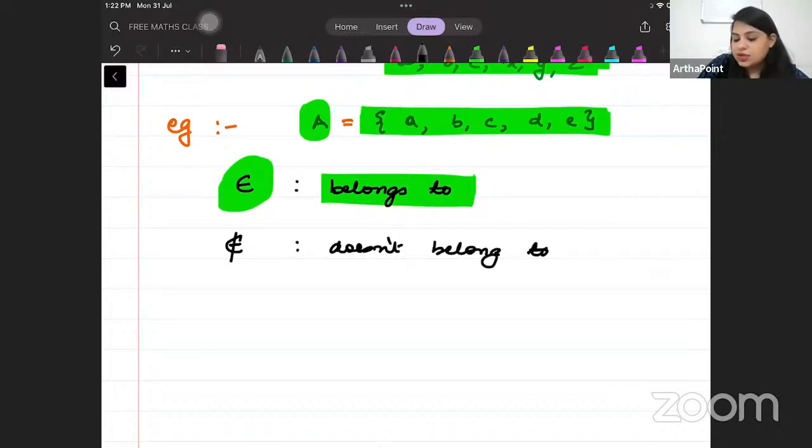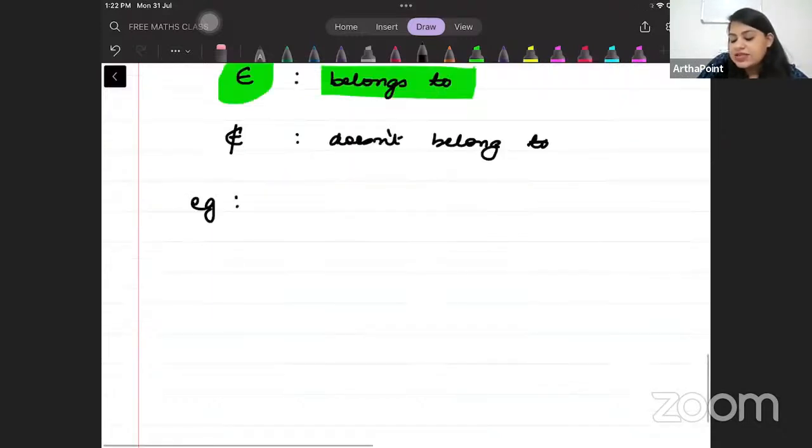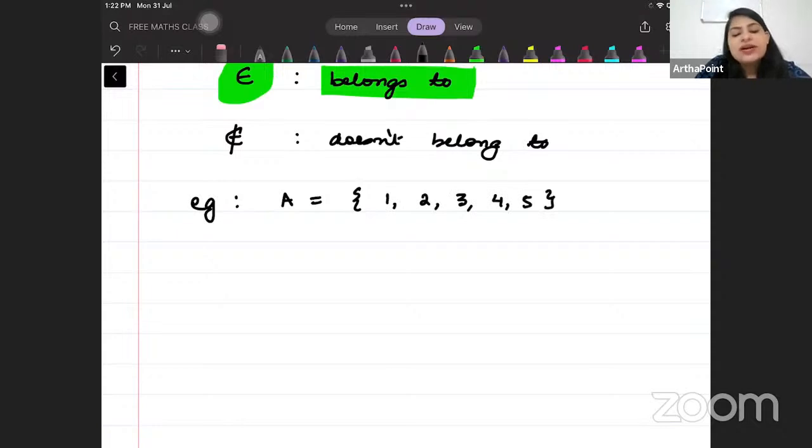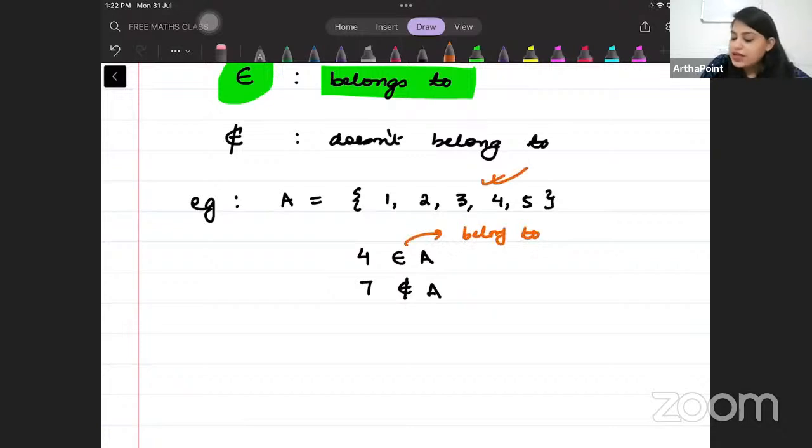जैसे for example, ध्यान से समझना. Suppose I tell you that एक set है A and this set has first 5 numbers. So this set is 1, 2, 3, 4, and 5. But now I'm asking, does 4 belong to this set? So you will tell me 4 belongs to A. Now I'm asking, does 7 belong to this set? So you will tell me, beta 7 does not belong to A. ठीक है जी. So इसका मतलब हो जाता है belongs to. 4 यहाँ पे है ना, 4 is present, right? And इसका मतलब हो जाता है does not belong to. I hope this is clear.